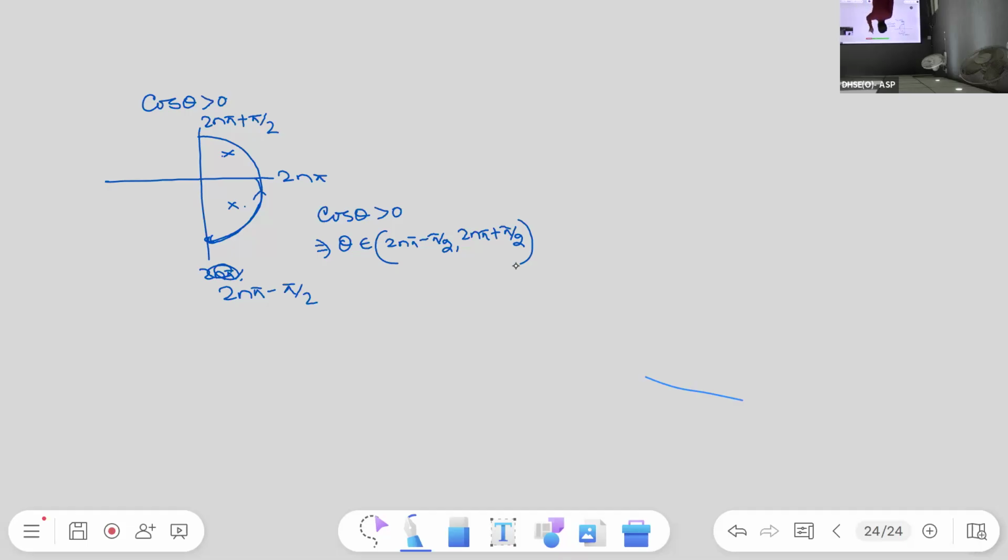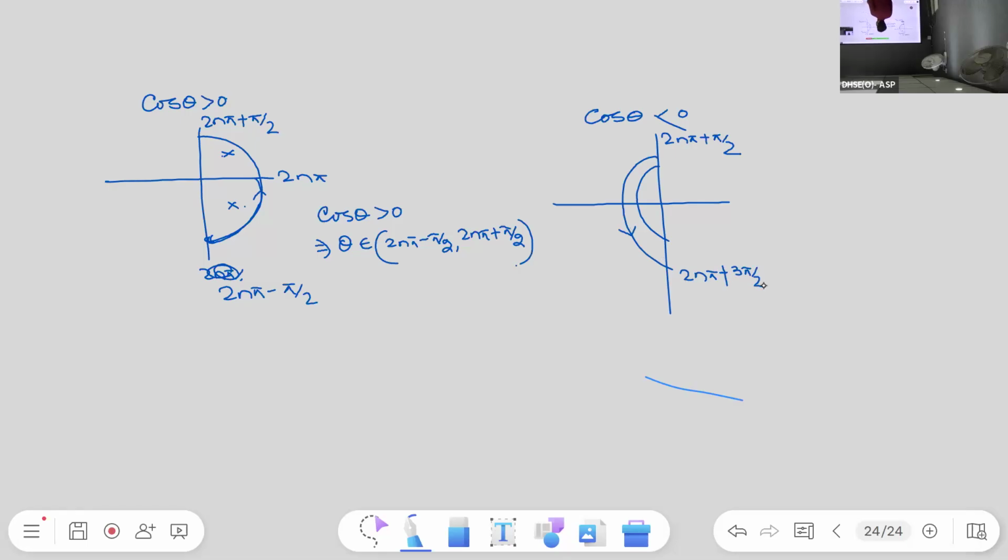Then cos theta less than 0. Cos theta less than 0 means angle theta will be in the second quadrant or third quadrant. This is your 2n pi plus pi by 2 region. So if we move like this in the anticlockwise sense, the angle will increase. It will be 2n pi plus 3 pi by 2.